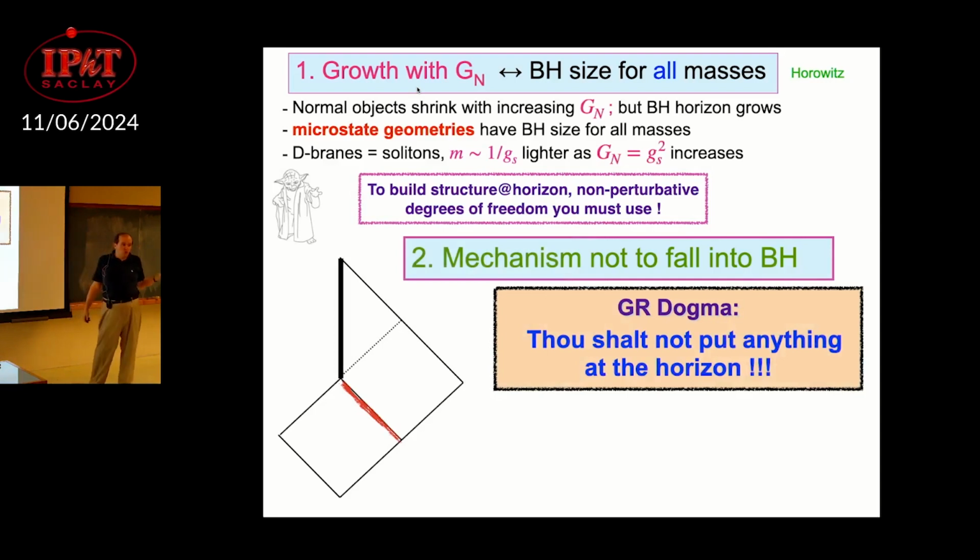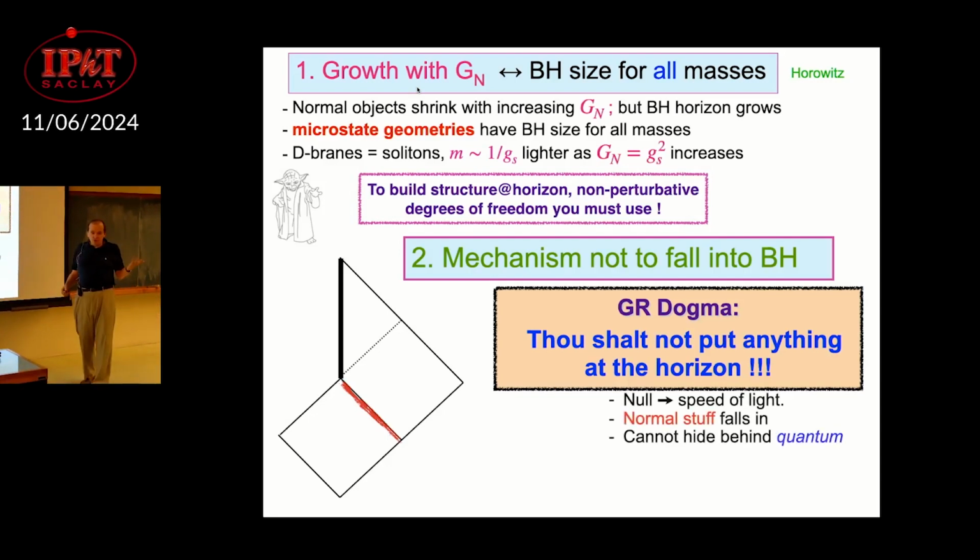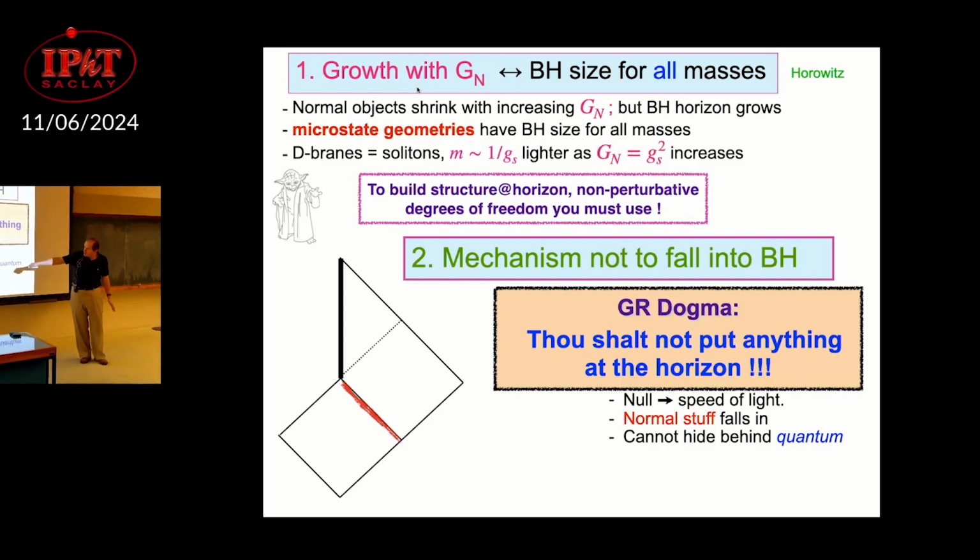And there's a GR dogma: you cannot put stuff at the horizon. And the reason is very simple. Because the horizon is null, if you want to stay there with some massive stuff, some protons or some neutrons, you have to go with the speed of light. This red thing goes with the speed of light. If it doesn't go with the speed of light, it falls in. So whatever you're putting at the horizon must go with the speed of light.